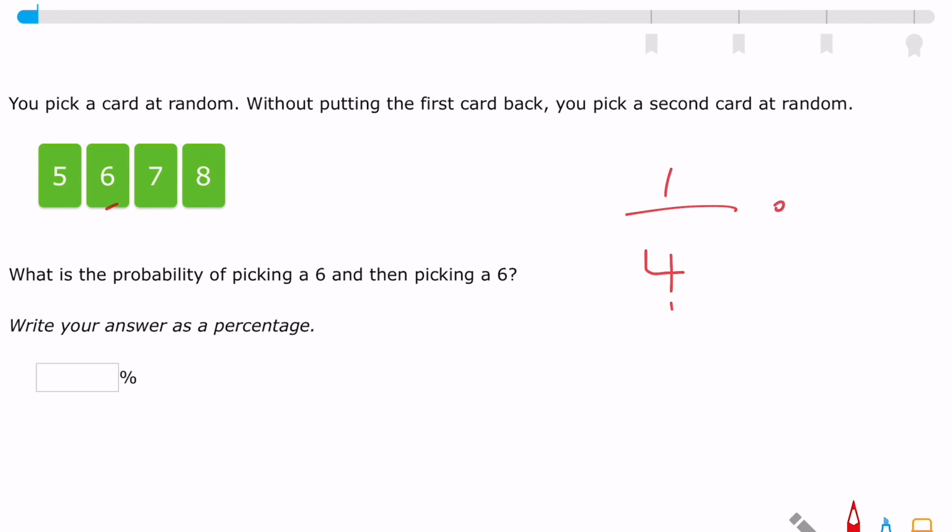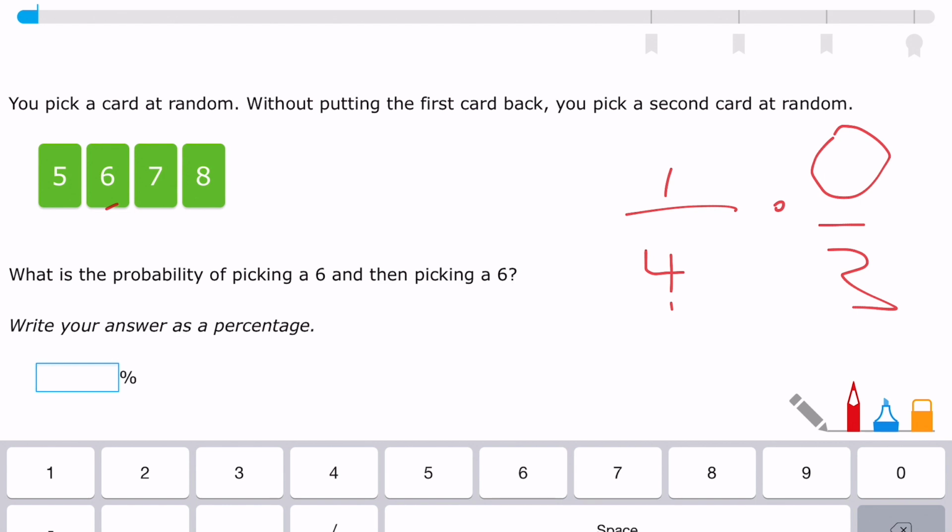Now, what I meant earlier is, now that we've picked the 6 and we're not returning it, there are no 6s and there's only 3 cards. We can't pick another 6, which means it's 0 out of 3, meaning that you just physically can't pick a 6 and then another 6. So our answer is 0%.